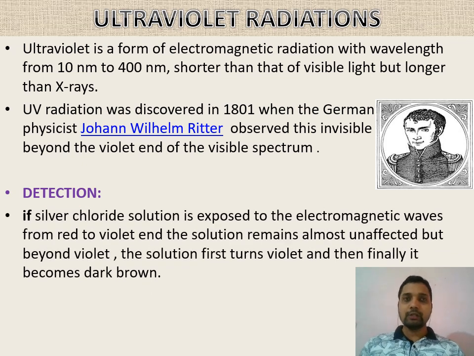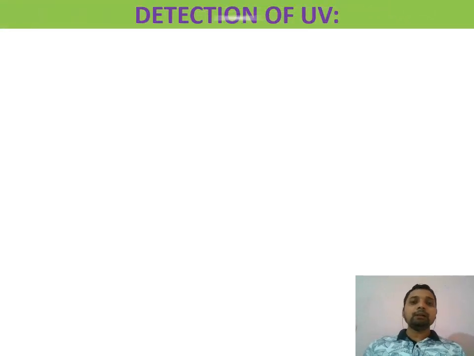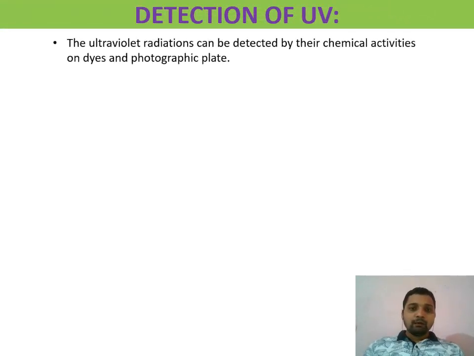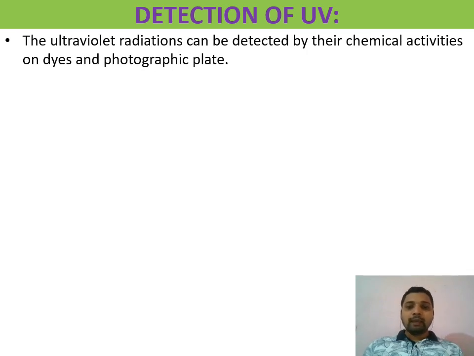When silver chloride solution is exposed to UV rays, gradually the solution's color changes. First it changes to violet and then becomes fully dark brown when exposed to a greater amount of ultraviolet radiation. Ultraviolet radiation can also be detected by other methods. Another method uses a photographic plate, where the plate will get a dark spot according to the intensity of UV rays.